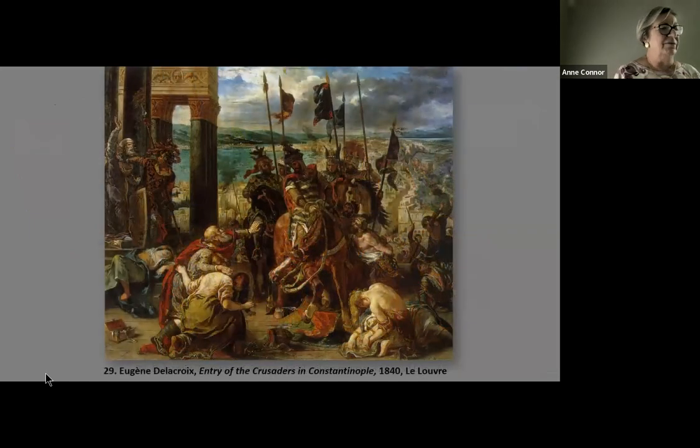He also received the commission for The Entry of the Crusaders into Constantinople. This was commissioned in 1838 by Louis Philippe and completed in 1840, and shows the famous episode of the Fourth Crusade, in which the Crusaders were diverted to Constantinople, which was under siege, and shows Baldwin of Flanders at the head of the procession through the street of the city. Here we can see that Delacroix, again, has really captured the light that you could find in these places.